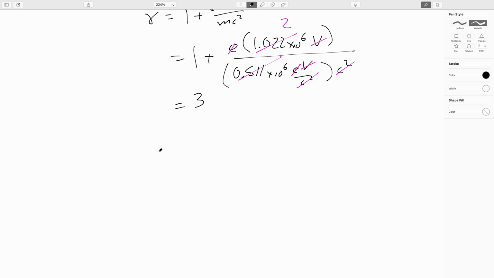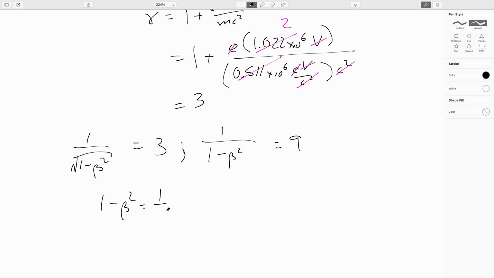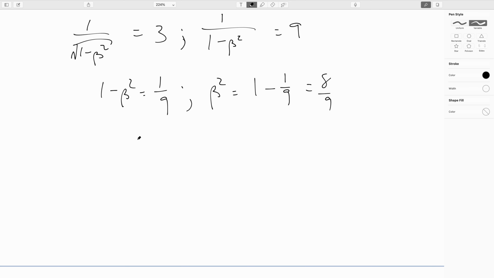All right, so now we remember that gamma is 1 over root 1 minus beta squared. We know that that's equal to 3. So we can square both sides. 1 over 1 minus beta squared is equal to 9. We can do a little flip-flop action here, cross-multiply action, to get that 1 minus beta squared is a 9th. So beta squared will be 1 minus 1/9, which is 8/9. So that means that beta will be the square root of 8/9. And if you want to make that pretty, that is 2 root 2 over 3.